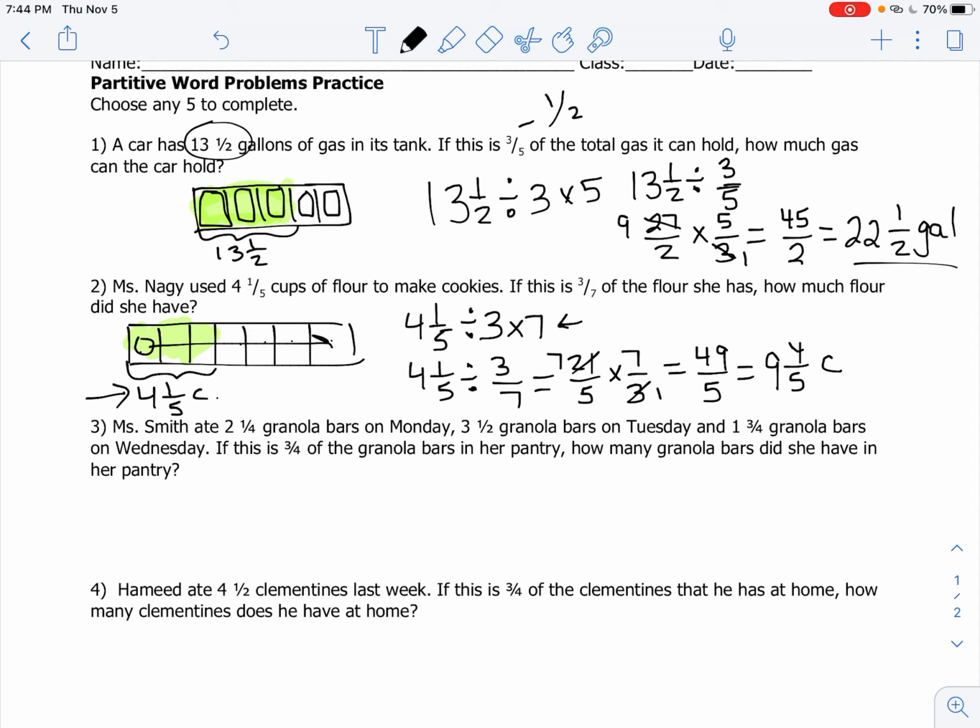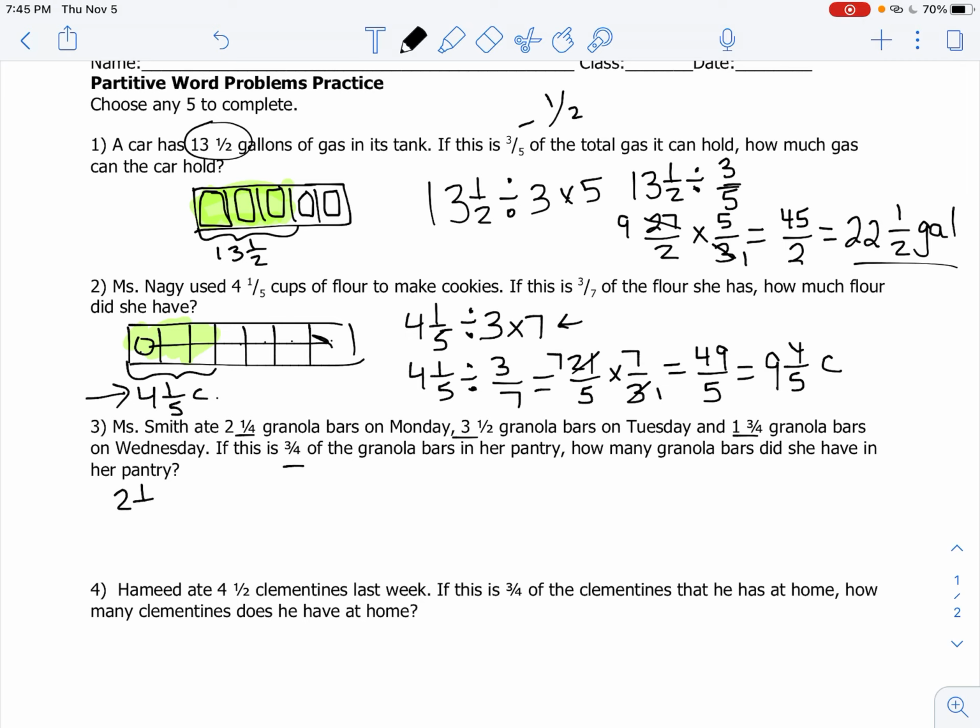Number 3, Miss Smith ate 2 1/4 granola bars on Monday, 3.5 granola bars on Tuesday, and 1 3/4 granola bars on Wednesday. If this is 3/4 of the granola bars in her pantry, how many granola bars did she have in her pantry? So first of all, we have to add up all the granola bars that she ate.